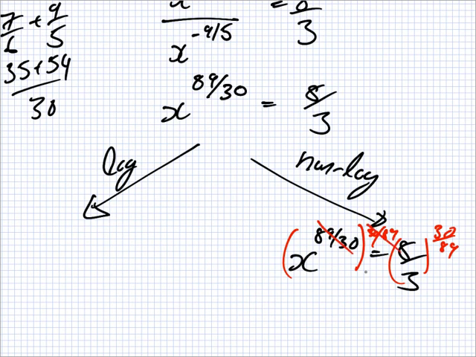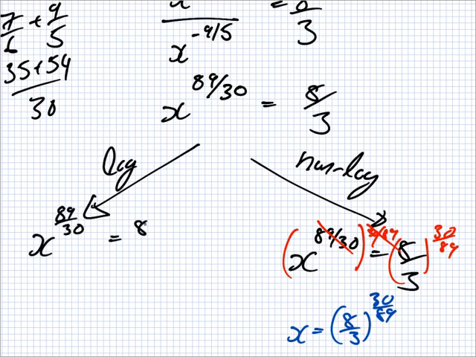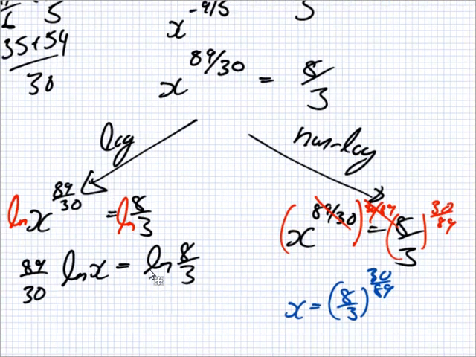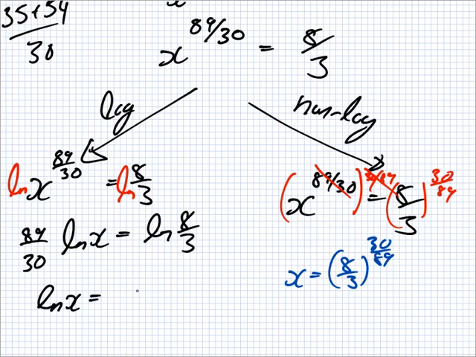Because then they cancel. So you end up with x equals 8 over 3 power 30 over 89. But if you want, you can take the log route. So here, if you have x to the power 89 over 30 equals 8 over 3, you can put a log on both sides instead to cancel. So log and log here. So then you get 89 over 30 log x equals log 8 over 3. So then you can get log x equals log 8 over 3 over 89 over 30. And you're nearly finished, you just need to bring it back to x.